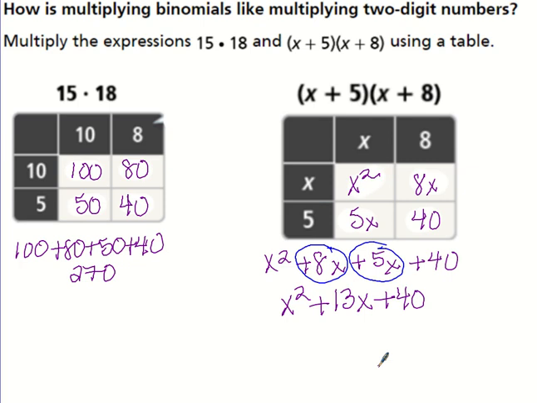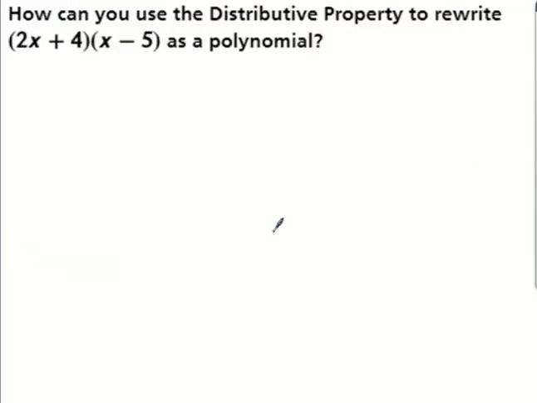So that's how we multiply binomials using what I like to call the box method, or they sometimes call it the table method. So there's another way you can do it. How can you use the distributive property to rewrite this? So instead of using the box or the table, we use a different method, which is the distributive property.